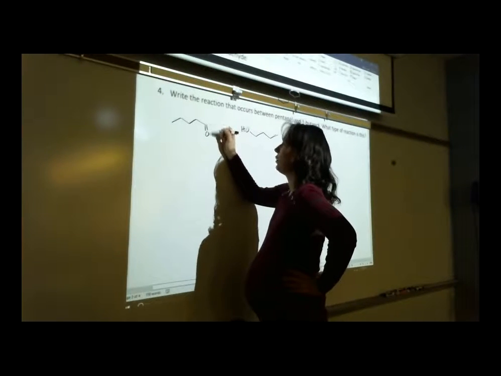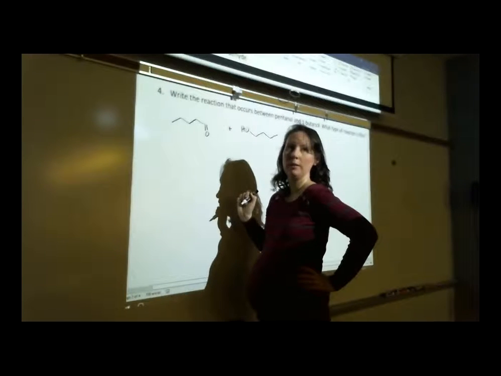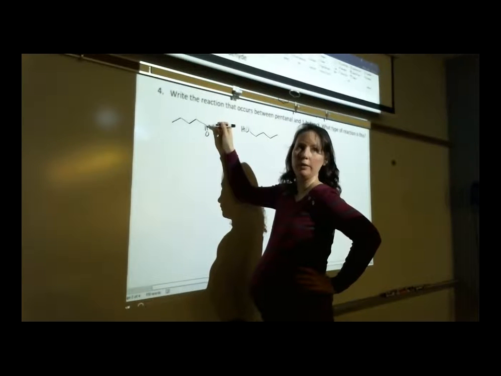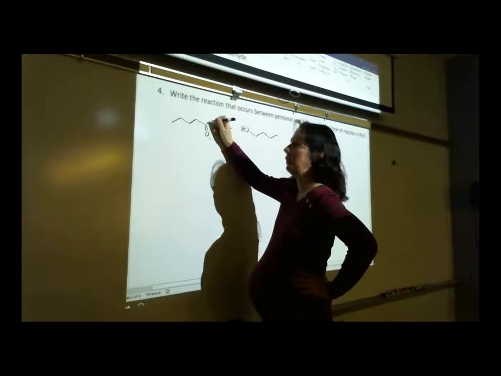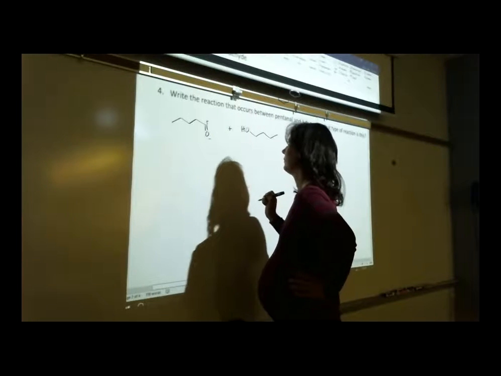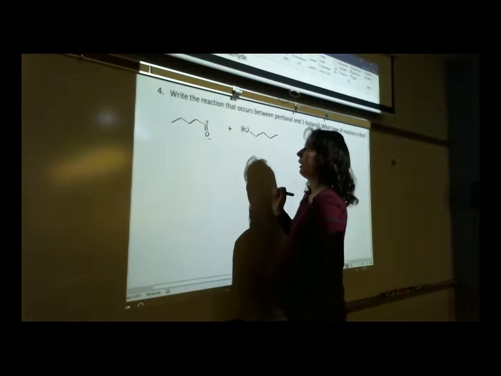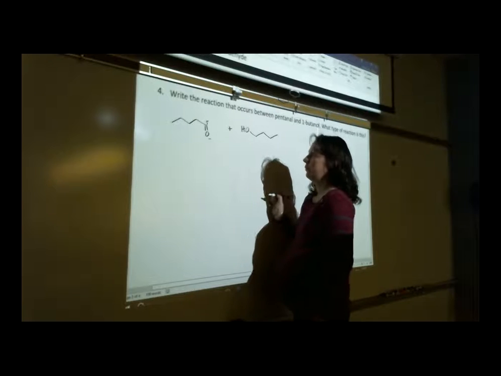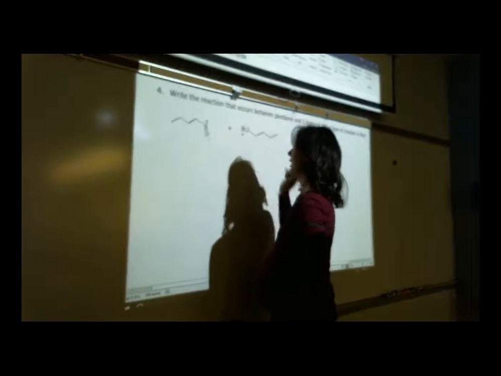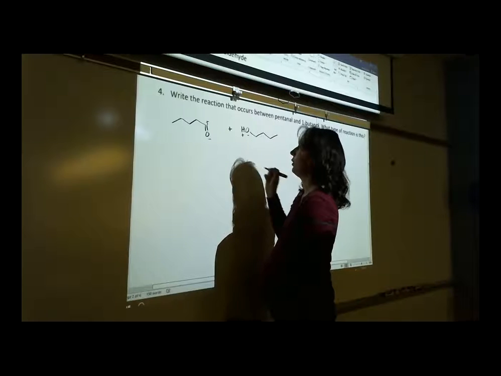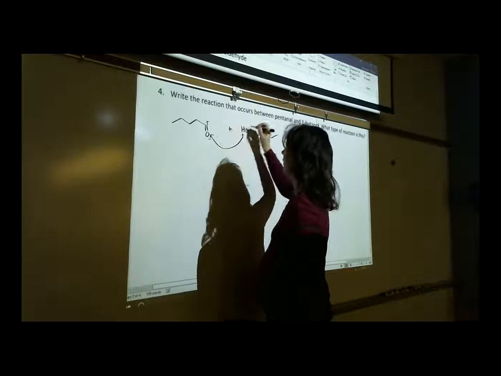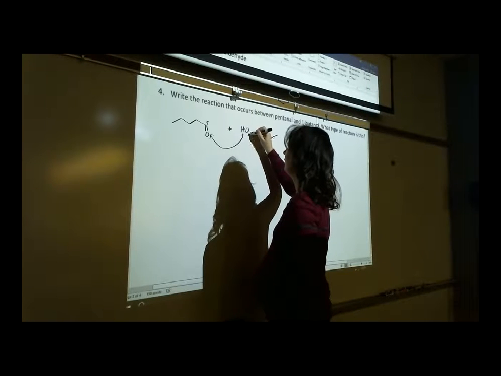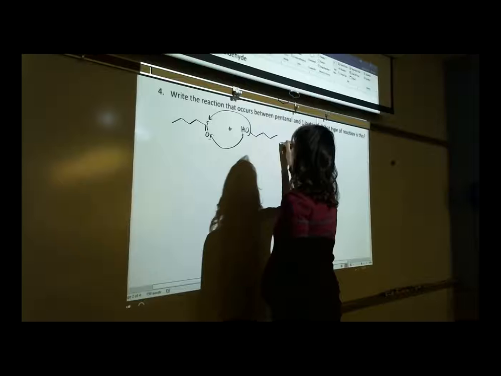In the aldehyde, which one's the negative part? The oxygen or the carbon? The oxygen is the negative part, and the positive part is the carbon of the carbonyl, right? And then in the alcohol, which part's the positive part? The hydrogen, and where's the negative part? Right. So think about little positives and negatives. The positive goes to the negative, and the negative goes to the positive. So we get our intermediate.